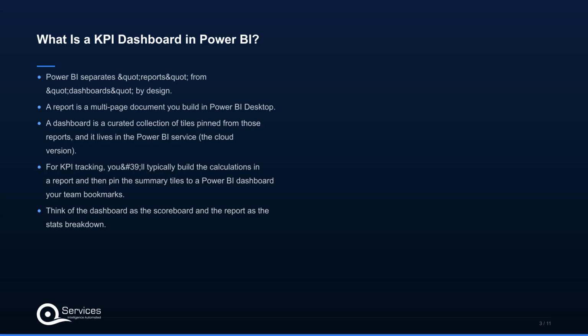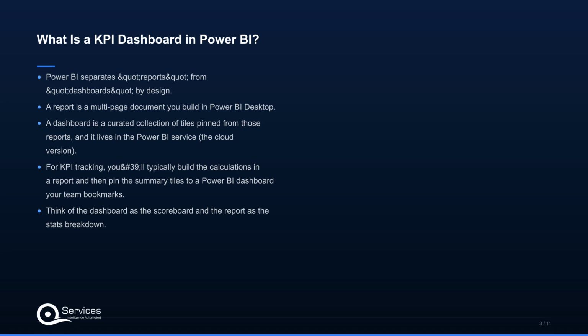What is a KPI dashboard in Power BI? A KPI dashboard in Power BI is a single-page view that pulls live data from one or more sources and displays key performance indicators as visual tiles, cards, and charts. Unlike a static report, a Power BI dashboard auto-refreshes on a schedule, so the number you see on screen reflects actual current performance. Power BI separates reports from dashboards by design.